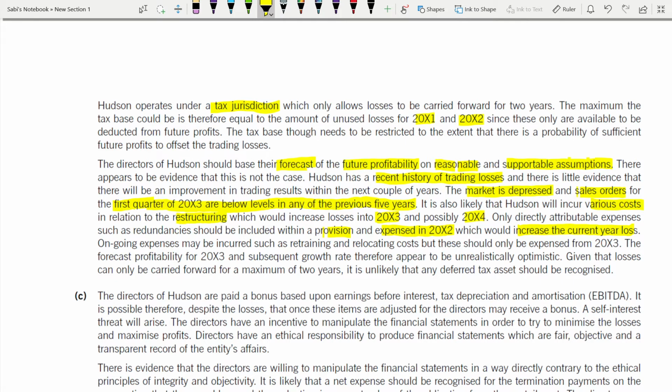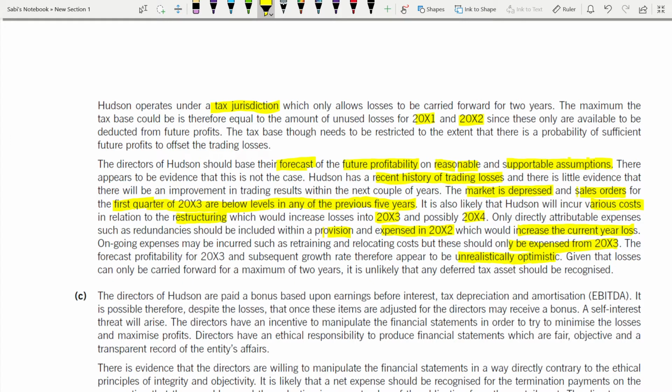So ongoing expenses will be there, retraining, relocating costs, but they should only be expensed from 2003 onwards, not in 2002, because in 2002 it's future. You cannot expense them in 2002, because what did we say? Ongoing expenses are not recognized as a provision. But in 2003, yes, because then it will be current. So the forecast profitability for 2003 and subsequent growth rate therefore appear to be unrealistically optimistic. They're too positive, looking at the current situation, which does not match.